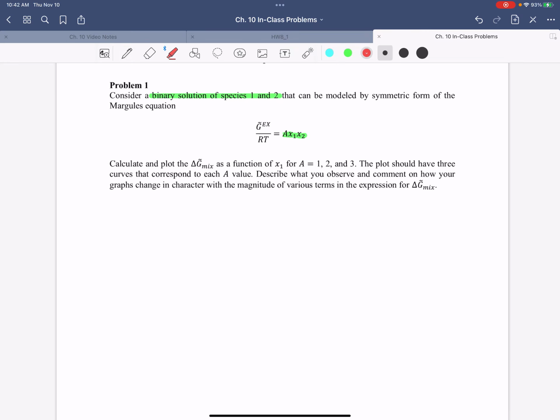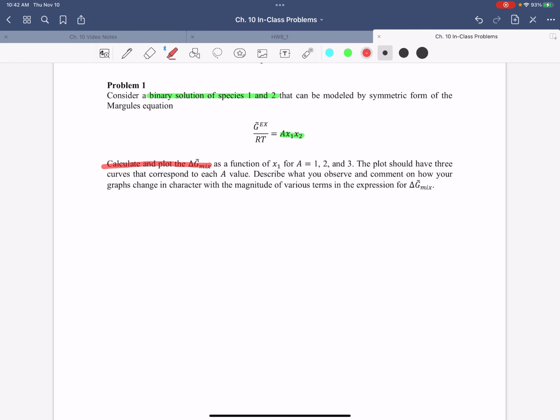This problem wants us to calculate and plot delta G mix for three different situations, where our A parameter, which describes the strength of the non-ideal interactions between species, is either 1, 2, or 3. We want to plot curves of delta G mix for each of these systems, and then describe and interpret what's going on.